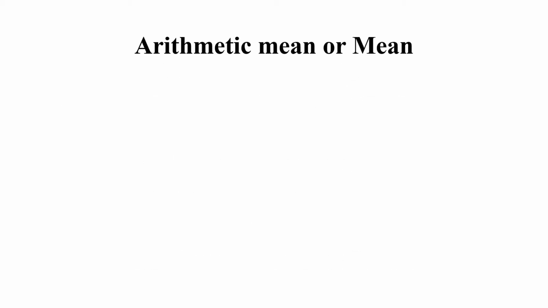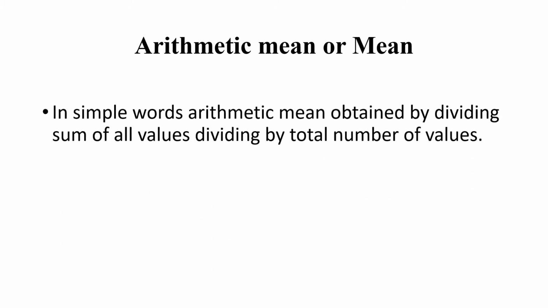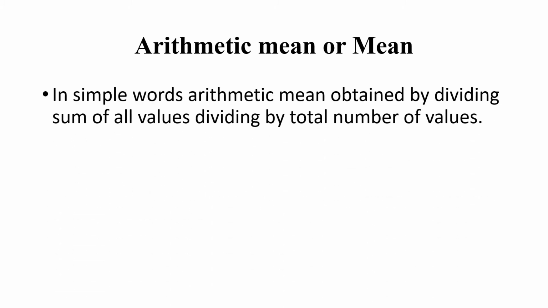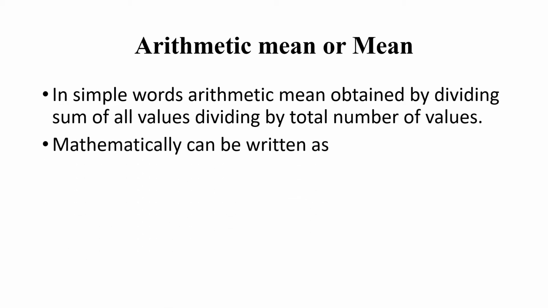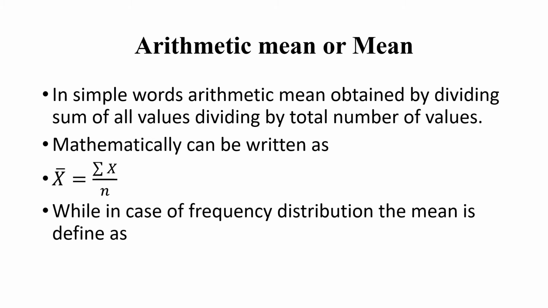Okay, now we come to the arithmetic mean. In simple words, the arithmetic mean is obtained by dividing the sum of all values by the total number of values. This is the very basic definition of the arithmetic mean, which mathematically we write as x bar equals summation x divided by n. Summation x represents the sum of all the values, and n is the sample size, representing the number of all values.